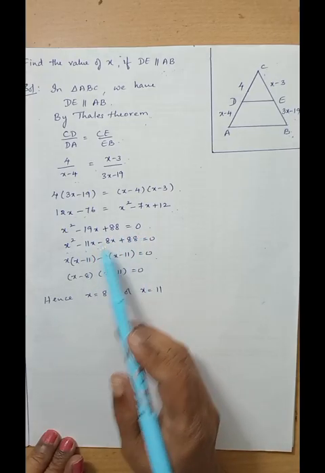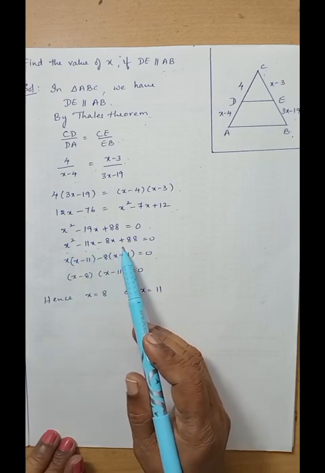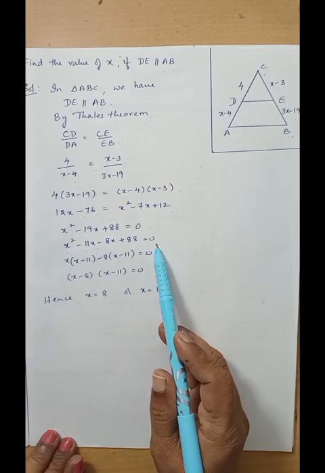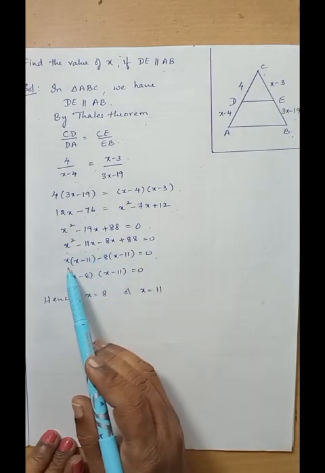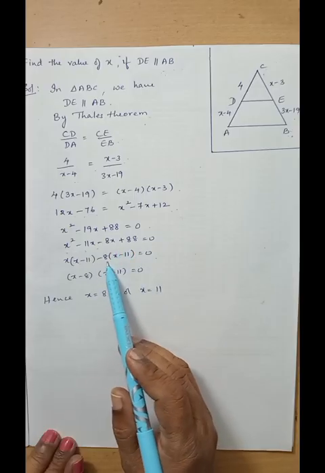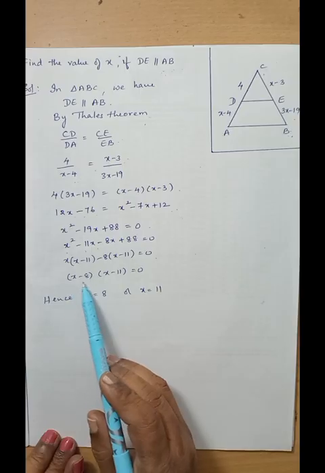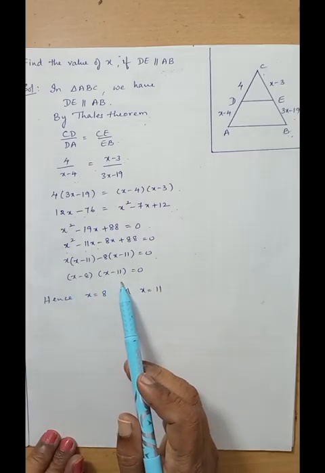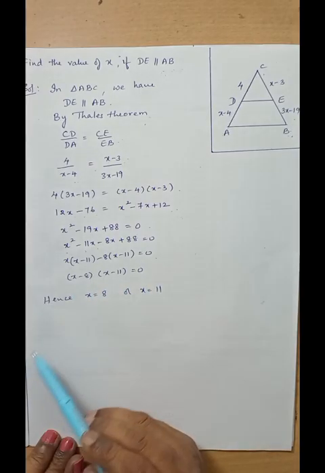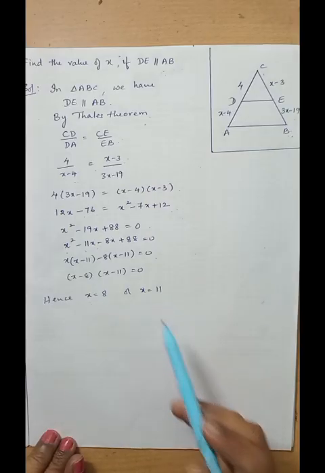Splitting the middle term, x square minus 11x minus 8x plus 88 is equal to 0. Take x as common, x into x minus 11, minus 8 as common, minus 8 into x minus 11 is equal to 0. x minus 8 into x minus 11 is equal to 0. Hence, the value of x is 8 or 11.